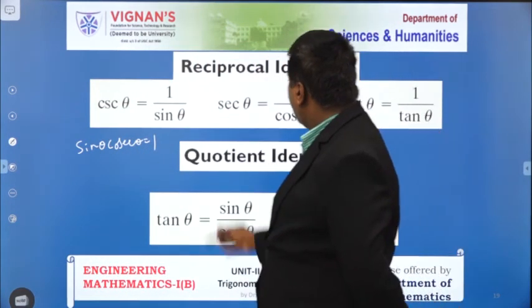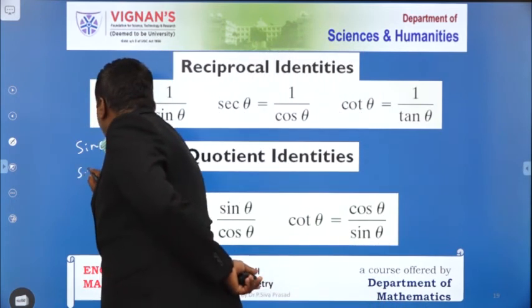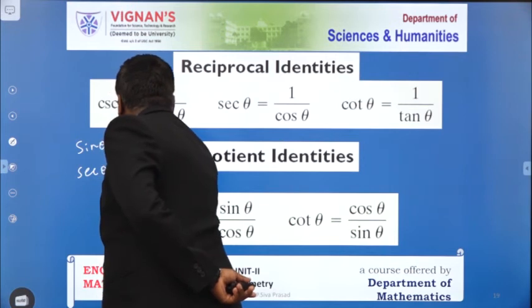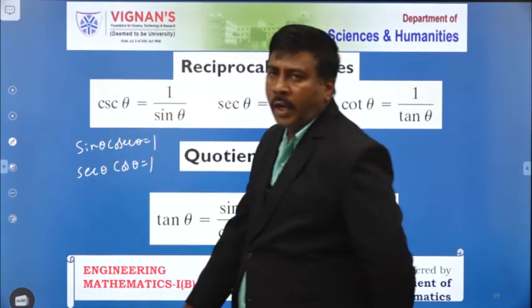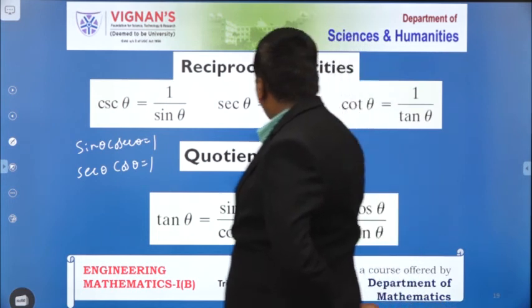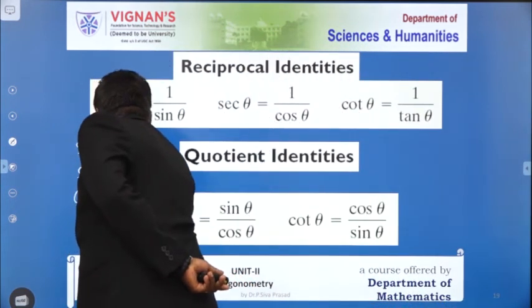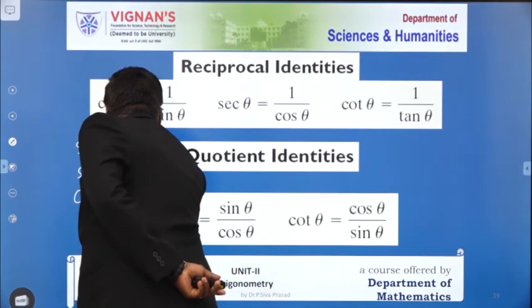Reciprocals to each other. Similarly, secant theta into cos theta is equal to 1. Secant theta into cos theta is equal to 1. Similarly, cot theta into tan theta, both are equal to 1.